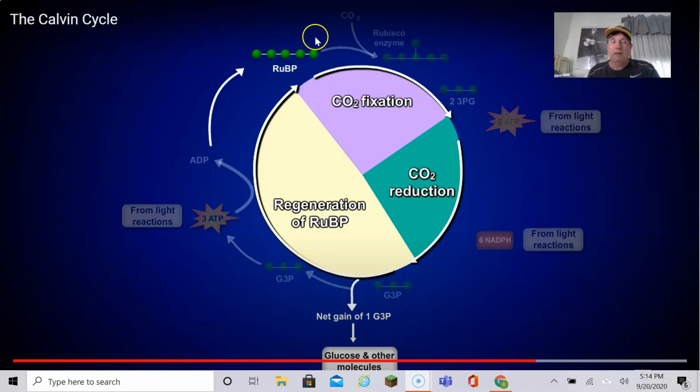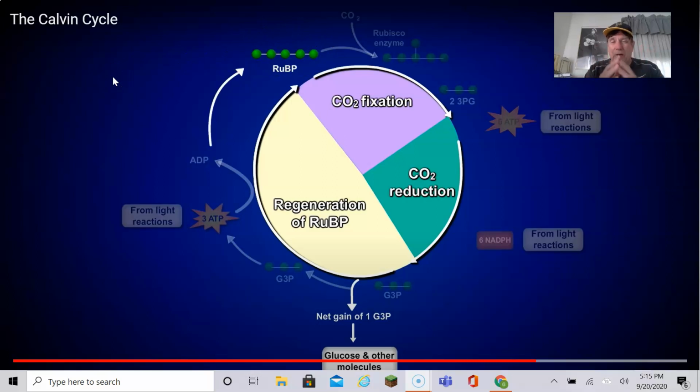Well, now we need to build this 5-carbon molecule again, what's left over from the first part of this process. And how do we do that? Well, we use ATP from the thylakoids to make that 5-carbon molecule.